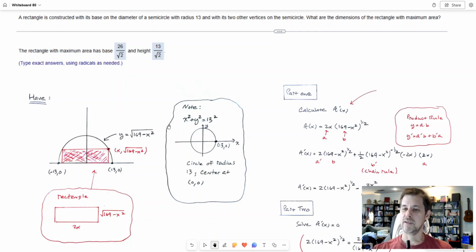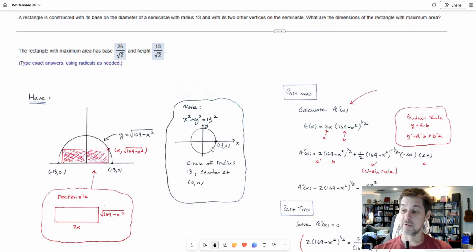So let's pause right there. Let's talk about circles. In general, if I want the equation of a circle of whatever radius with a center at the origin, it's going to be x squared plus y squared equals the radius squared. That's the equation for a circle with center at 0, 0, which is the origin, and radius r. If in this problem I'm dealing with a semicircle of radius 13, then I might say, okay, if I have a circle of radius 13, center at the origin, that equation is going to be x squared plus y squared equals 13 squared, or x squared plus y squared equals 169, which is 13 squared.